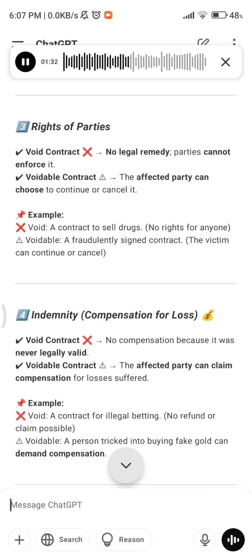4. Indemnity, compensation for loss. Void contract: no compensation because it was never legally valid. Voidable contract: the affected party can claim compensation for losses suffered. Example, void: a contract for illegal betting. No refund or claim possible. Voidable: a person tricked into buying fake gold can demand compensation.